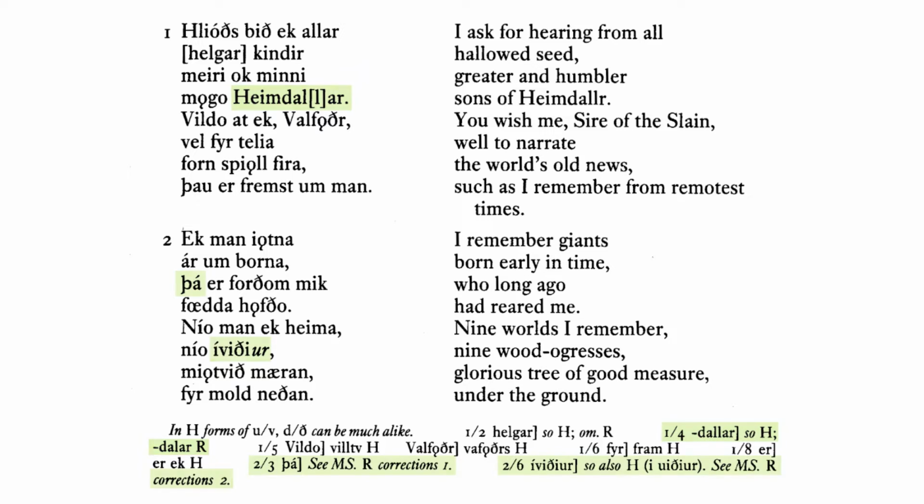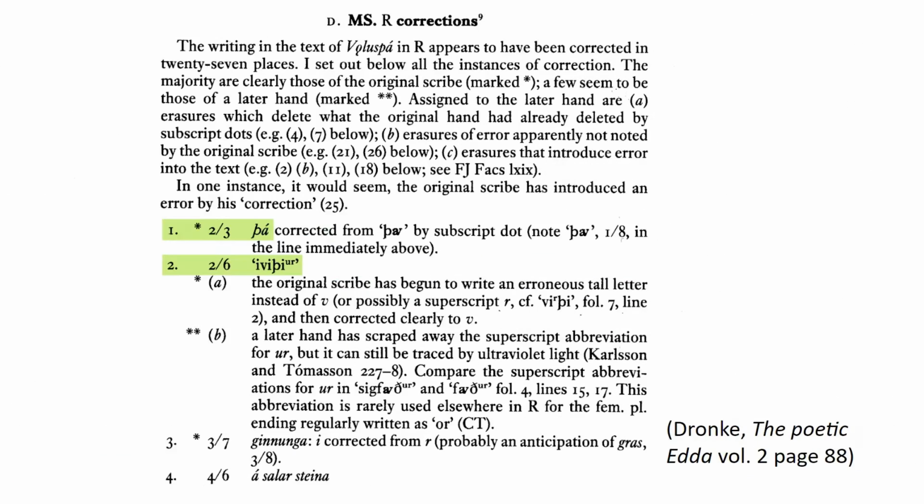And so on. The last 2 entries, for Thou and Ividhiur, have an extra comment. See MSR corrections. These are cross-references to a different section of the book. You'll need to consult the contents page to see that this refers to a section following the poem at page 88. It turns out these words are places where a correction is written into the manuscript. This is informative, but not efficient.